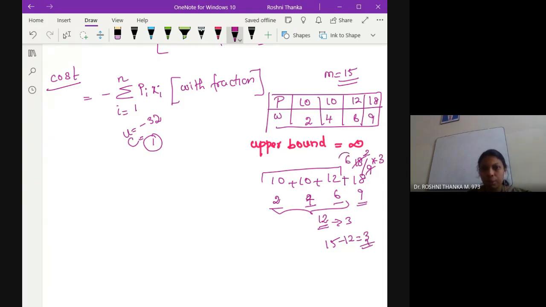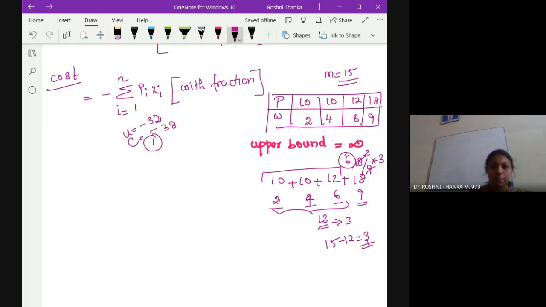So now we are going to take the fraction part of this when you calculate the cost. Now we have to add all this profit. So it is 10 plus 10 plus 12 plus 6, right? So it becomes 38, so it will be minus 38.